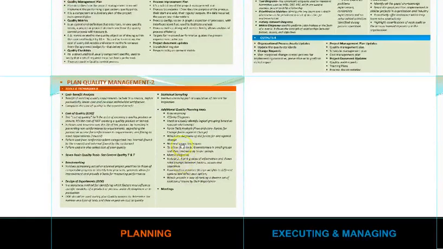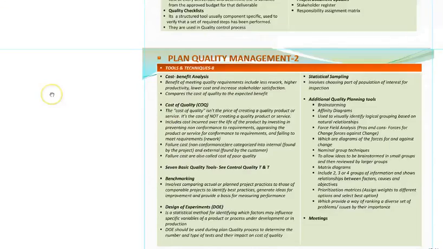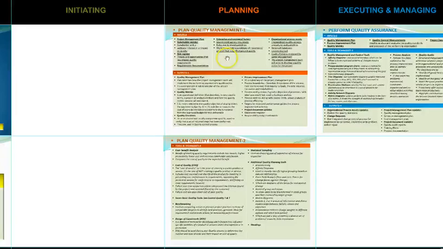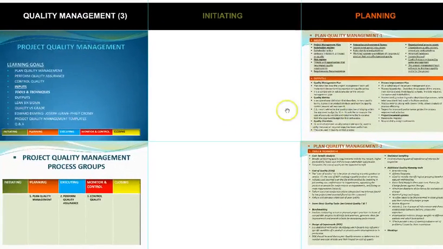And we have the additional quality planning tools over here as brainstorming, affinity diagrams, force field analysis, nominal group techniques, matrix diagrams, and prioritization matrices. So that finishes the review and the questions and answers for your project quality management knowledge area.